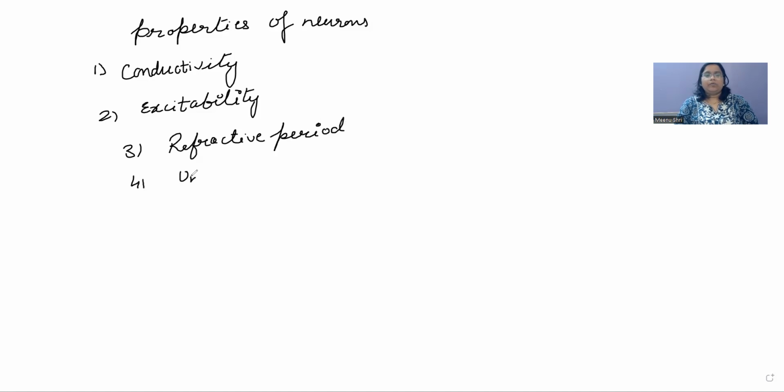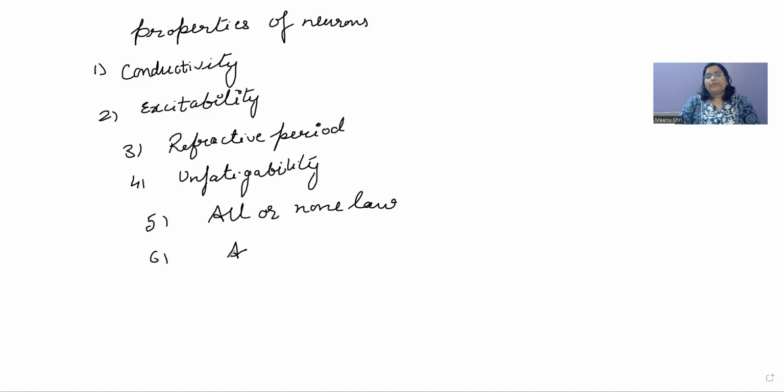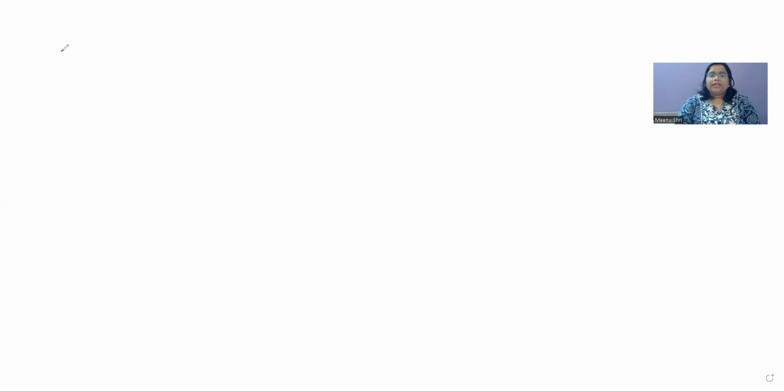Fourth, unfatigability. Fifth one is the all or none law. And the sixth one is accommodation or summation, we can say. One by one, we will discuss all the properties. So write it down, and I will attach the new slide. Take the screenshot.